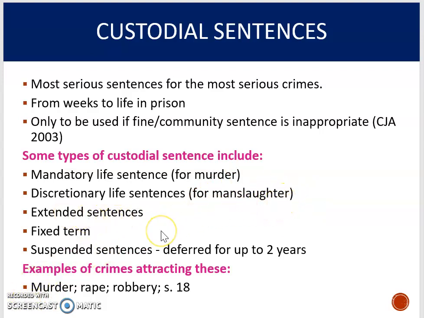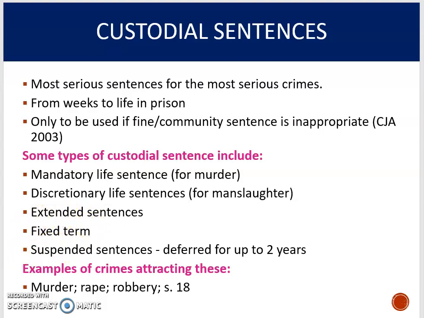Extended sentences were sentences introduced to provide extra protection to the public in certain types of cases where the court has found that an offender is dangerous and an extended licence period is required to protect the public from a risk of harm. And there the judge would decide how long the offender should stay in prison and also fixes the extended licence period up to a maximum of 8 years. And the offender will either be entitled to automatic release at the 2/3 point of their custodial sentence or be entitled to apply for parole at that point.